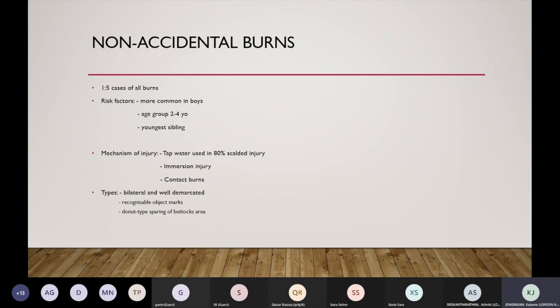Immersion injury is where the child is literally put into a hot water bath, and usually you clearly see it's bilateral and well demarcated to the point where they have been immersed. Or sometimes if it's a bathtub, you can have sparing of the buttocks. Or if it's contact burns, you can see recognizable object shapes.